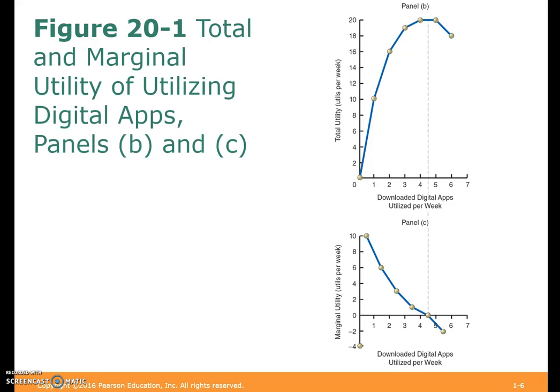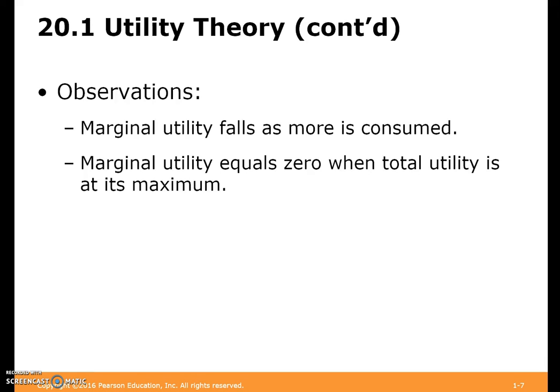And so here's kind of a graph that shows what we just saw in the previous slide. On panel B, we have a graph of total utility over downloaded apps. And in panel C, we have marginal utility over digital apps, right? And so something to kind of notice in that previous slide, if you want to go and look back at it, is marginal utility falls as more is consumed, right? Marginal utility equals 0 when total utility is at a maximum, right?